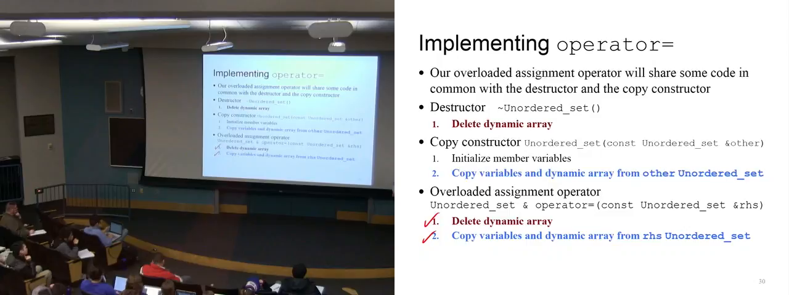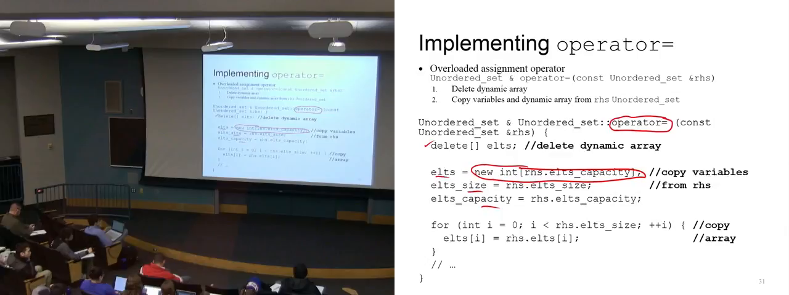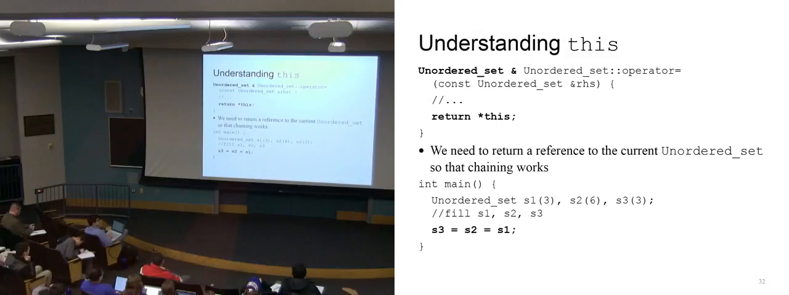So here is our overloaded assignment operator. First, we delete the dynamic array. Then we copy the variables, including making a new array on the heap. And finally, we copy the array. This stuff here is very similar to what the copy constructor did. All right, at the end, we need to return a reference. How do you get a reference to this set? This. Oh, yeah, and you have to dereference it.